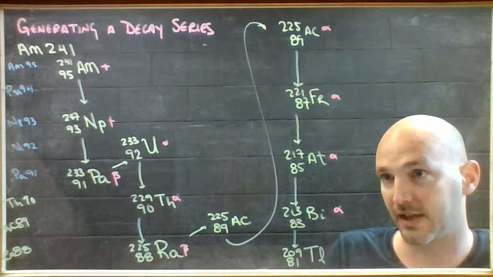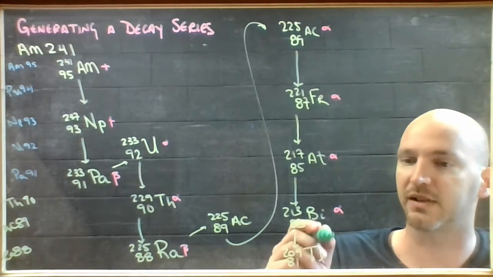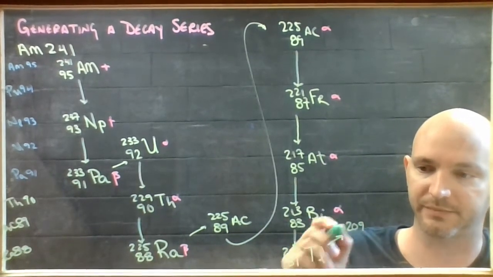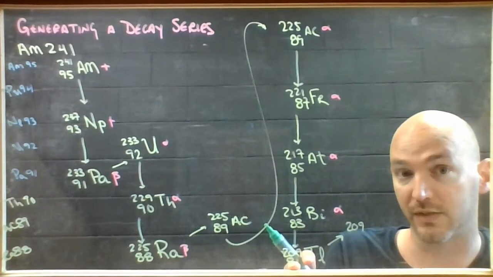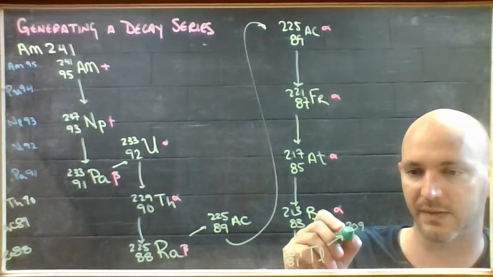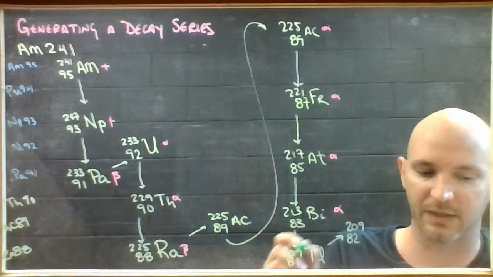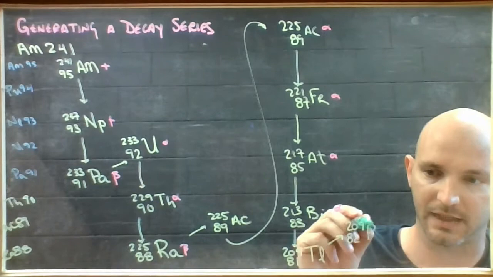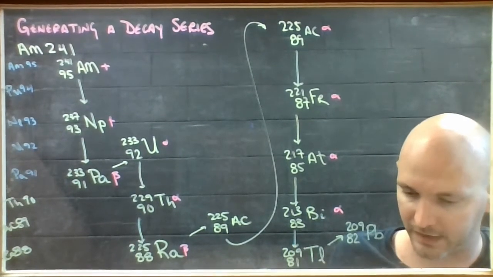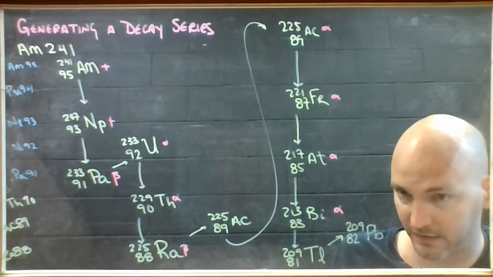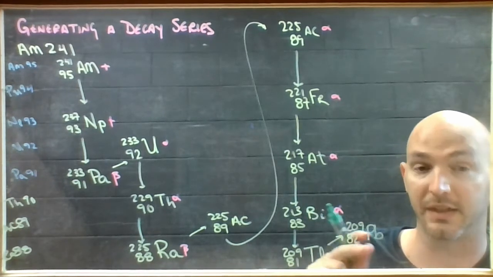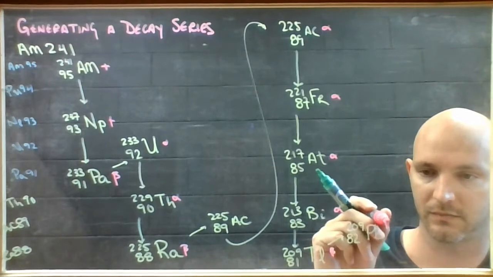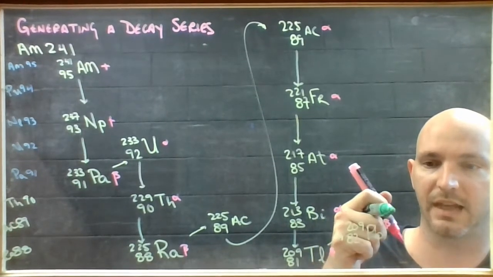Thallium-209 is not stable, but it's not an alpha emitter, so it must undergo a beta decay. Still 209 particles in there. One of these neutrons has become a proton, so it's 82. Anything with 82 protons is lead. That's encouraging. And lead-209 is not stable, but it is not an alpha emitter. So it must undergo a beta decay.